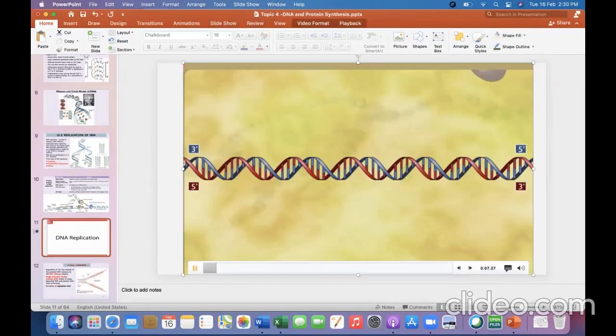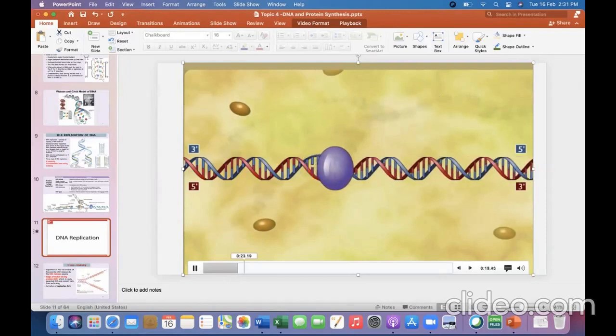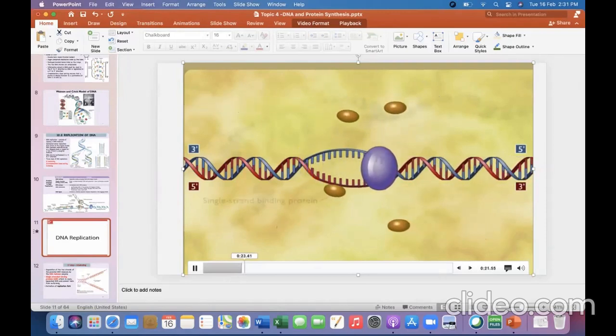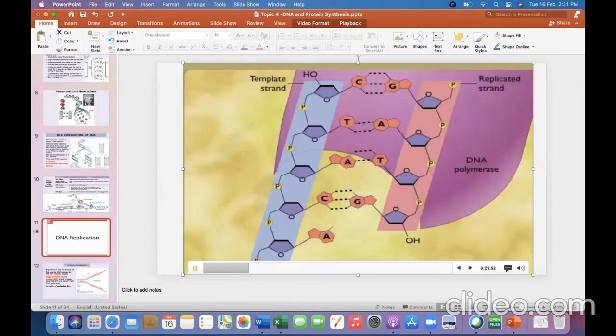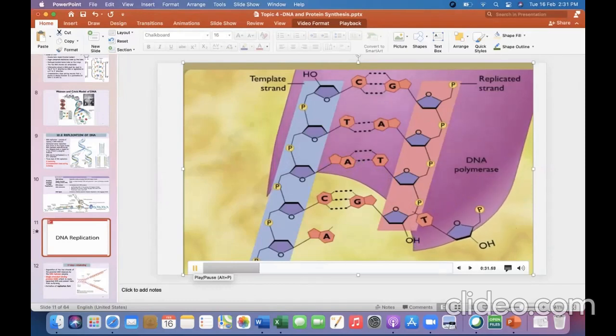At a specific point in the DNA molecule, called the origin of replication site. Initially, the enzyme helicase unwinds and separates the strands of the DNA molecule, which are stabilized by proteins. The enzyme DNA polymerase initiates the process of replication by adding nucleotides to a pre-existing strand of DNA.